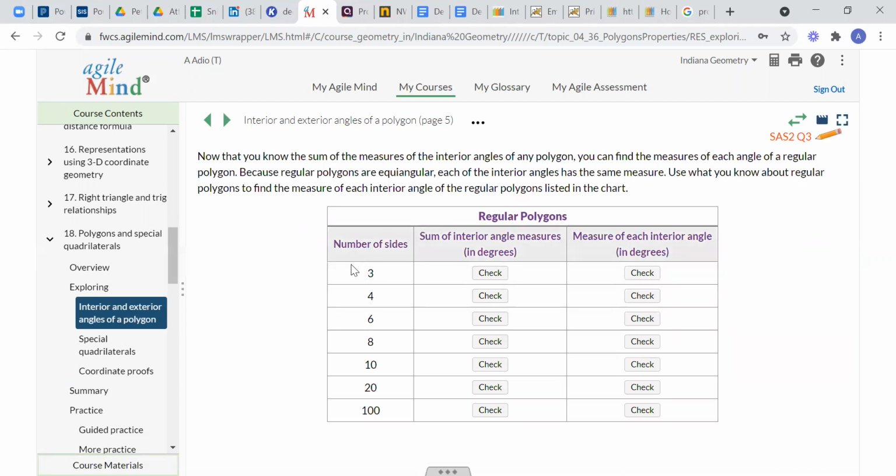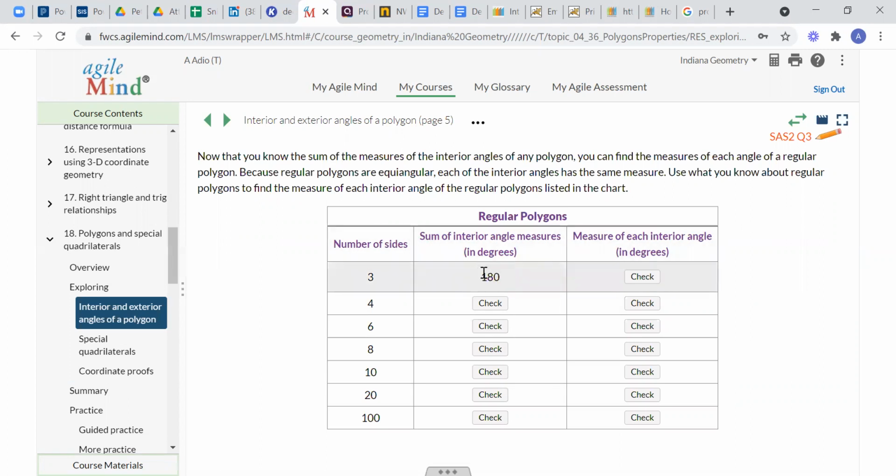So if you have a 3-sided polygon, what should be the sum of interior angles? That will be 3 minus 2, which is 1. 1 times 180 is going to be 180. And the measure of each interior angle is going to be this sum of interior angles divided by the number of sides, meaning this number here divided by the number of sides here. So that will be 60.